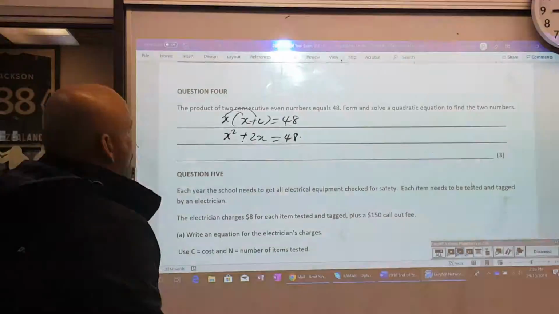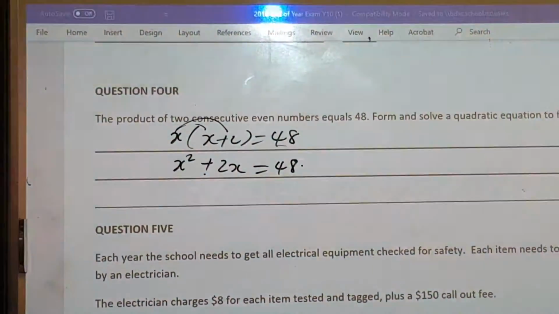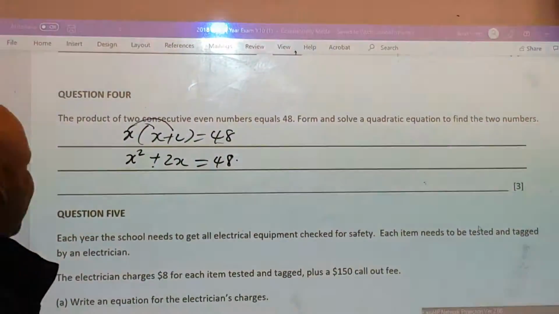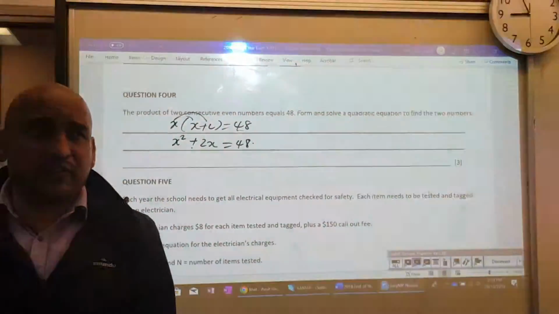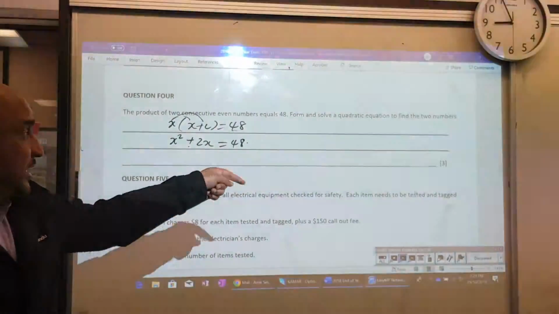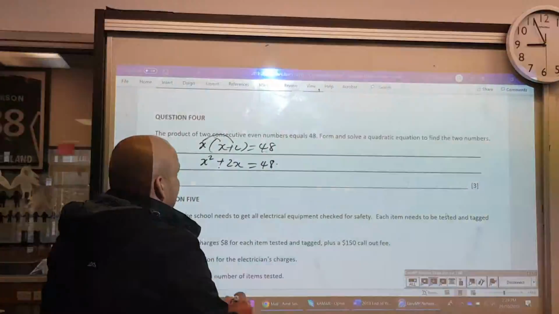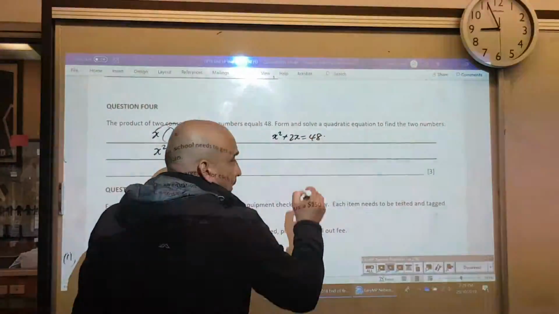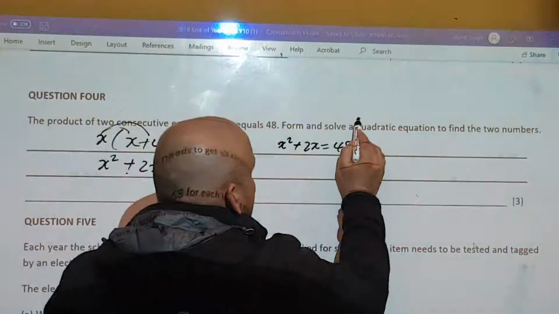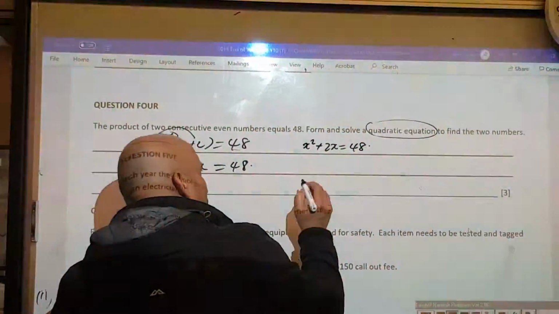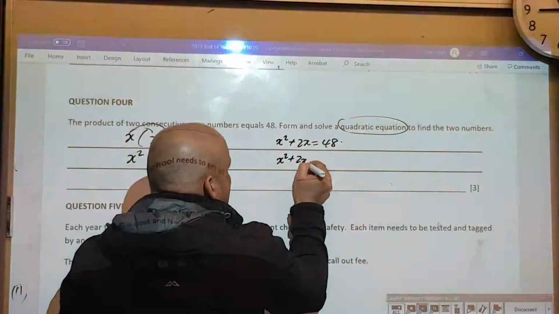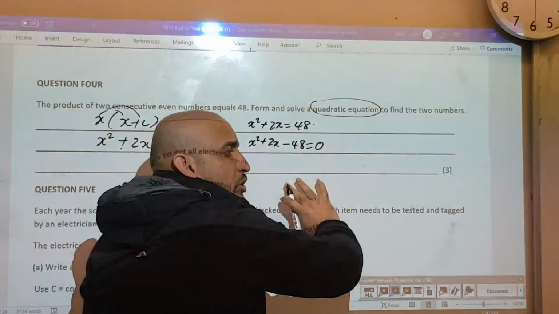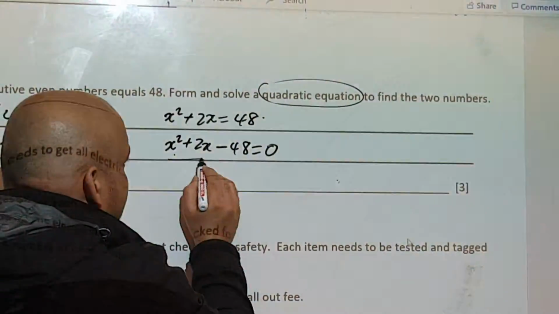Okay, so it says form and solve a quadratic equation to find the two numbers. So now this makes our work a little bit more difficult. This will be 3 marks here. So how do you make it here? You've got x squared plus 2x equals 48. It says quadratic equation. How can we form a quadratic equation? We say x squared plus 2x minus 48 equals 0, because we have to make it all equal to 0. So this is a quadratic equation.